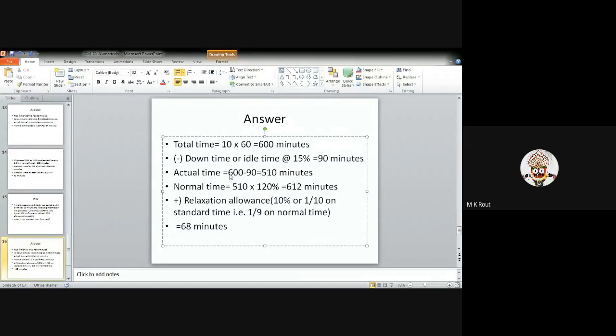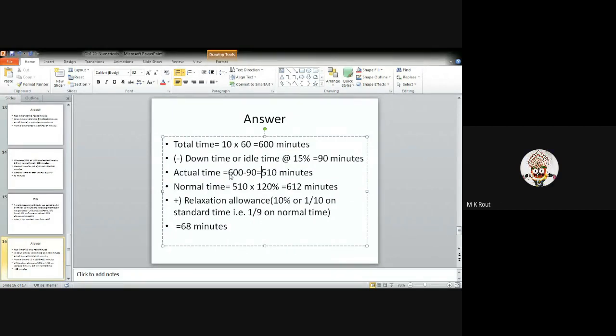Is it clear? Sir, no, can you please repeat it? Previously, in case of work measurement, we were using the formula AF or allowance factor equals 1 divided by 1 minus percent allowances. Is it clear? Yes, sir.